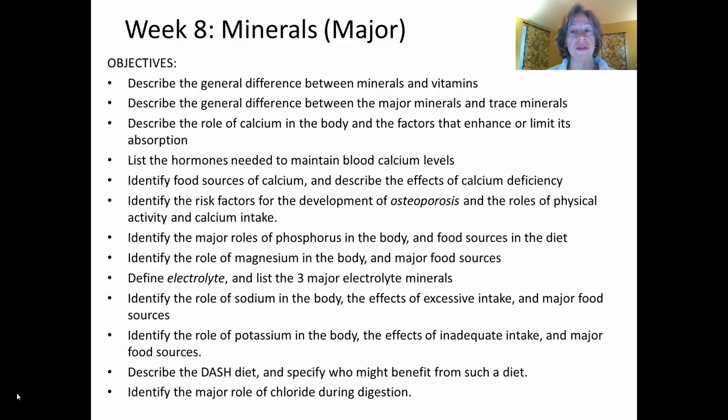Describe the effects of calcium deficiency. Classic deficiency is osteoporosis, or porous bones. Risk factors for development of osteoporosis: the first and foremost, the biggest risk factor for osteoporosis is age. As we get older, we all start to lose bone density. That is, we lose more bone than we gain. So our bones become less dense, more porous, more susceptible to fractures.